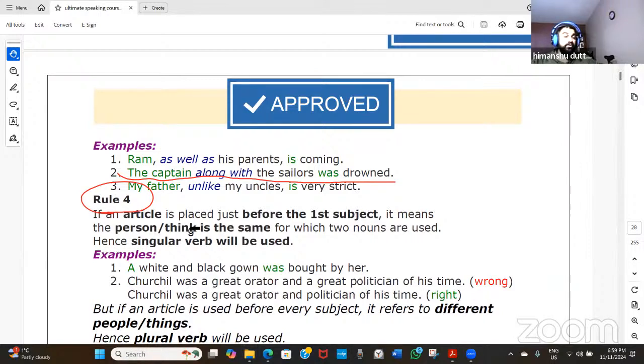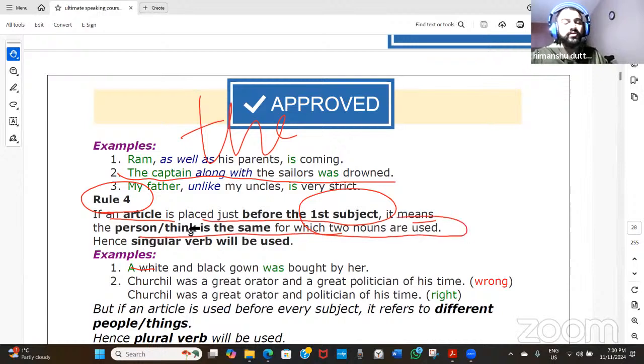Okay. So the way I said that, if the is used with the second subject, then it means that the person or thing is the same for which the two nouns are used, like a white. Okay. Like here you see, if an article is placed just before the first subject, it means that the person or thing is the same for which the two nouns are used.